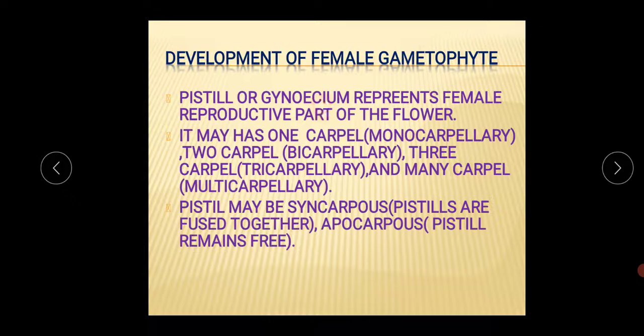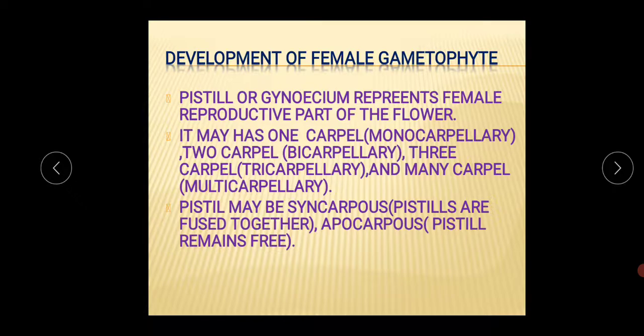The name of the female reproductive system in the flowering plant's body is the pistil or gynoecium. Okay, so it may have one carpel, two carpels, three carpels, or many carpels. I think all of you know the meaning of carpel. Which female reproductive system has one carpel?